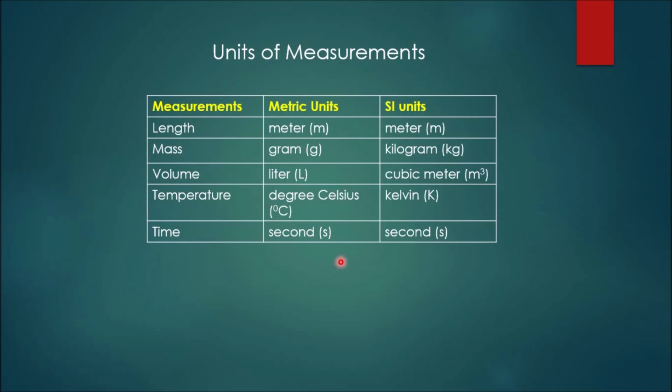Scientists used the metric system of measurement and adopted a modification of the metric system called the International System of Units as a worldwide standard. This system uses one standard unit for each type of measurement. For example, the metric unit of length is the meter, whereas the US system of measurement uses many units of length such as inch, foot, yard, and mile.